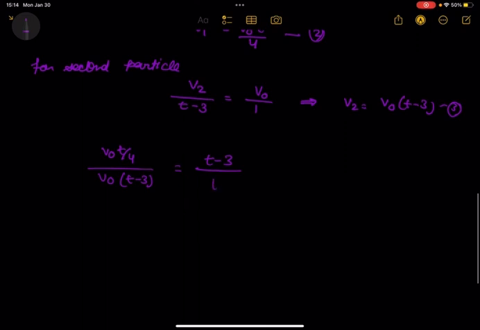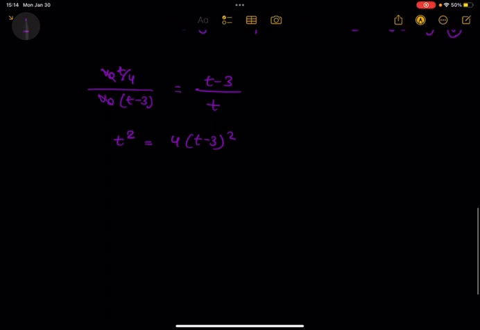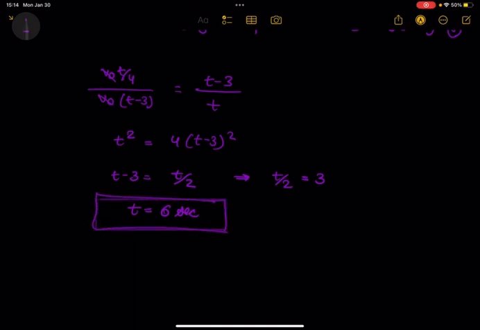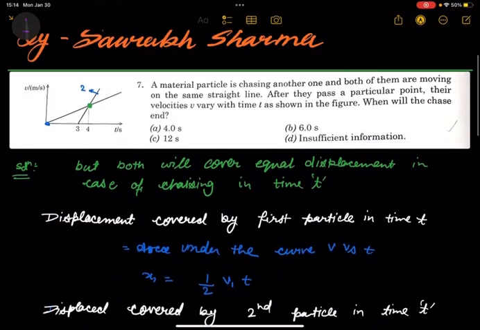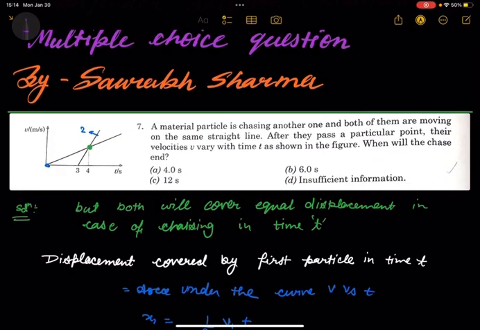Finally, v naught cancels, cross multiply, so t square is 4 times (t minus 3) whole square. You can write t minus 3 is equal to t by 2. So finally t by 2 is equal to 3 seconds, so t is equal to 6 seconds. So at this 6 seconds, we can say that the chasing will end. Finally after 6 seconds, they will not chase each other. So the correct answer is 6.